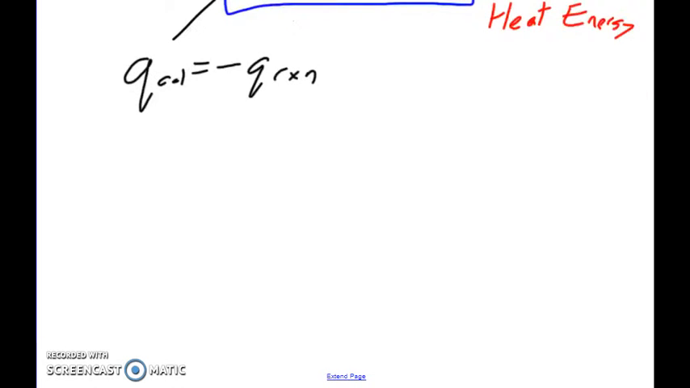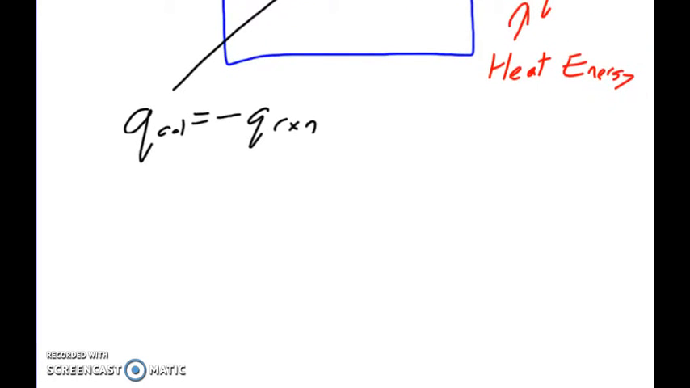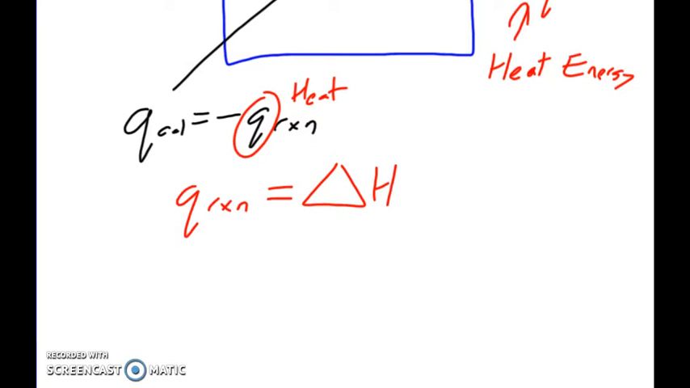Now, the problem with this is that Q is very specifically referring to heat. Okay? So the problem is within the reaction, we're not necessarily going to have heat. Remember, we've talked about it being stored in bonds in terms of potential energy, kinetic energy. So when we're talking about the Q of a reaction, that's not really the appropriate terminology we would want to use. We want to use delta H, enthalpy.